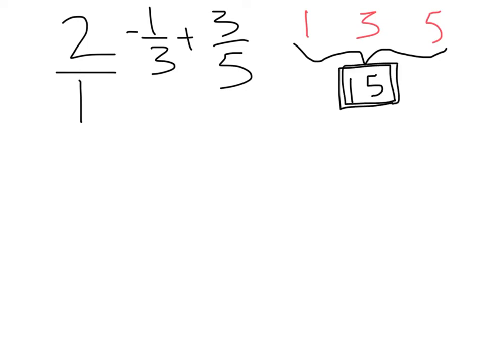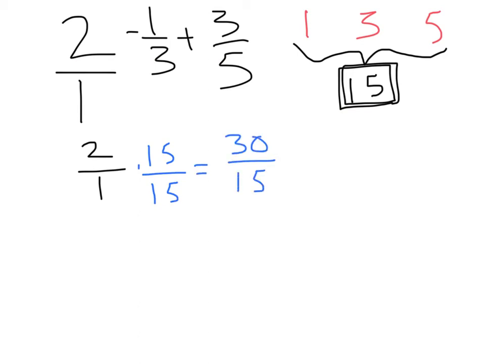Next, I want to rewrite each of my terms with a denominator of 15. So if I take 2 over 1, well, what's 1? 1 times what is going to give me 15? That's going to be times 15 over 15. That will give me 30 over 15. Let's take our next number. Here we have negative 1/3. Now, 3 times what number will give me 15? That's going to be 5. So I times the top by 5 and the denominator by 5. That'll give me negative 5 over 15.